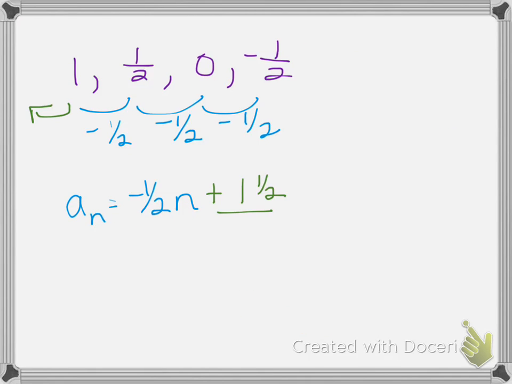So on this one, it would be a1 is 1, you say the first term, and then you say, okay, I'm subtracting a half every time, so I say an equals an minus 1 minus a half. So that's just two different kinds of formulas.